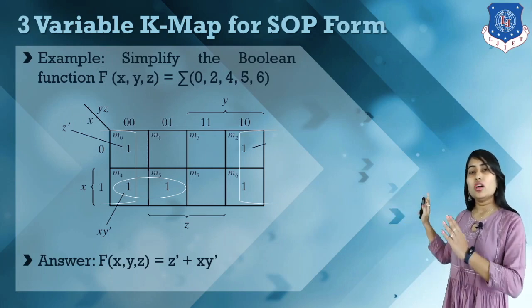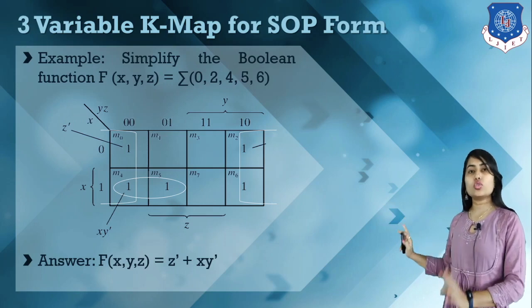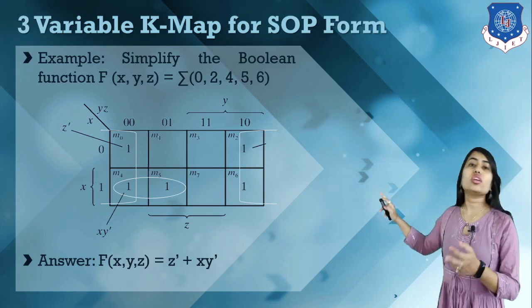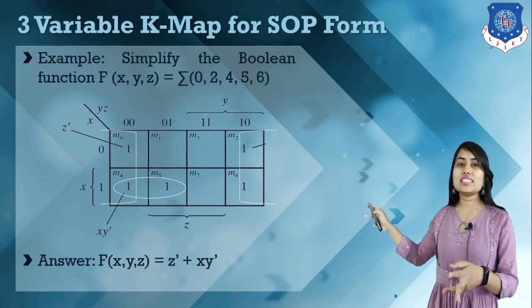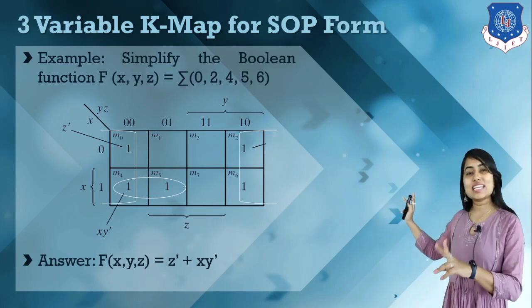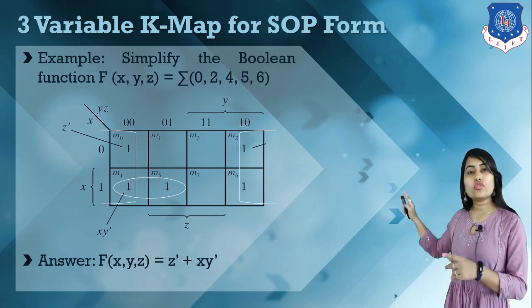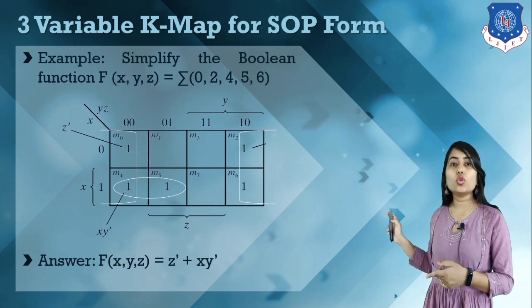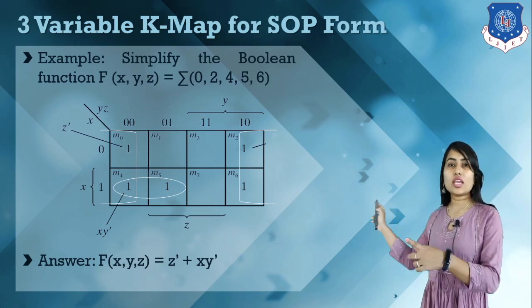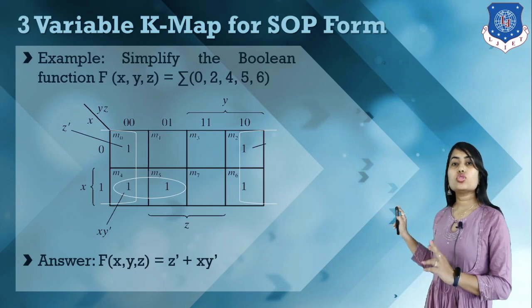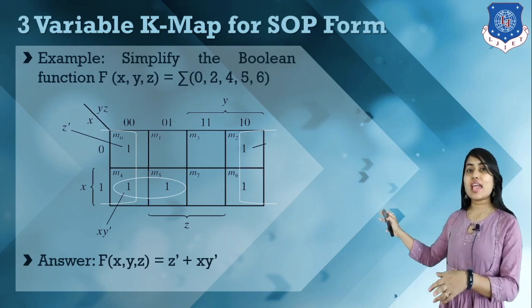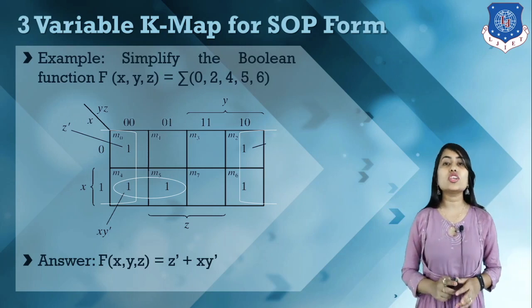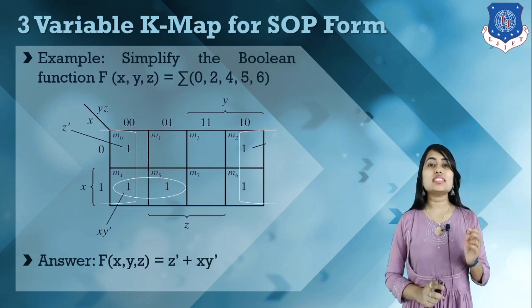Remember, this and this are also adjacent, so by considering this we can make a group of 4. Here, if we make a group of 4, in this direction nothing is common, and in this direction z dash is common. So this group function is basically z dash. Then we make a group of 2. Yes, we can make a group of 2 like this. Here in this direction x is common, and in this direction y dash is common. So the logical function is z dash plus x y dash.